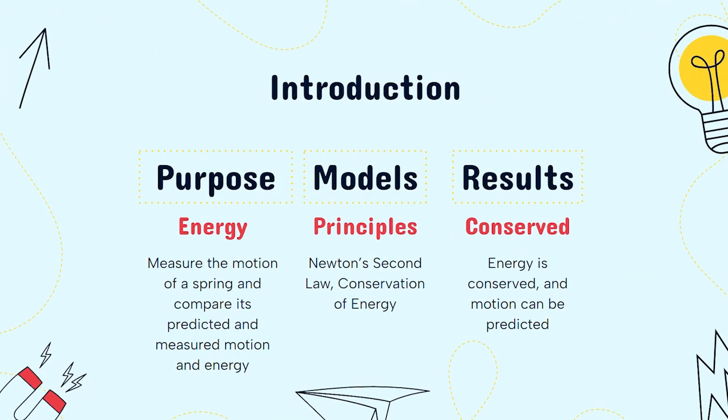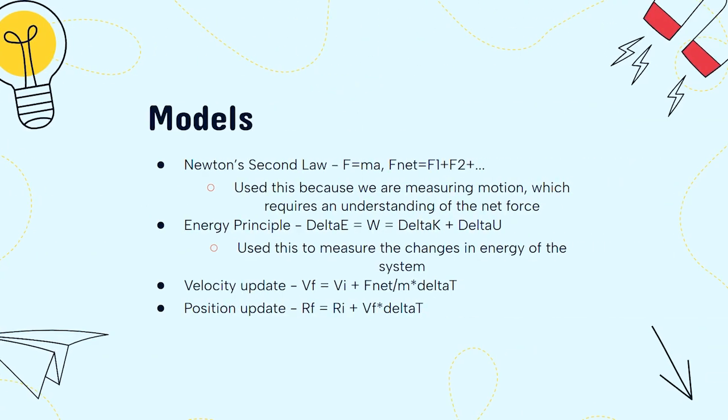So the purpose of this lab was to measure the motion of a spring and compare its predicted and measured motion and energy. The models we used were Newton's second law and the conservation of energy, or the energy principle, and the results were that the energy is conserved and the motion can be predicted. So here are the models.